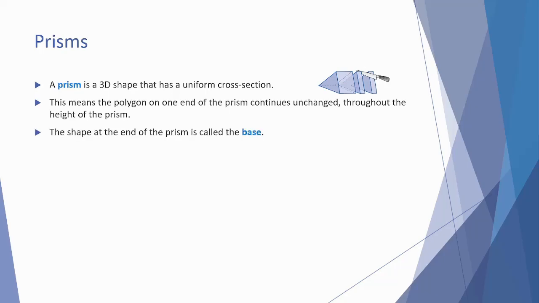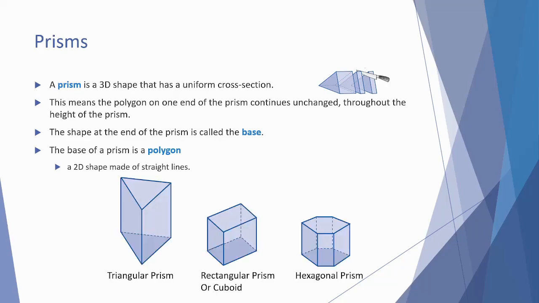Now the shape at the end of the prism is called the base. It doesn't matter if it's standing upright or sideways, it's always the base. And that base is a polygon. A polygon is a 2D shape made up of straight lines. So again, I've got my triangular and rectangular prisms there. Also a hexagonal prism. You'll notice we don't have the cylinder here, because a cylinder is not a prism.